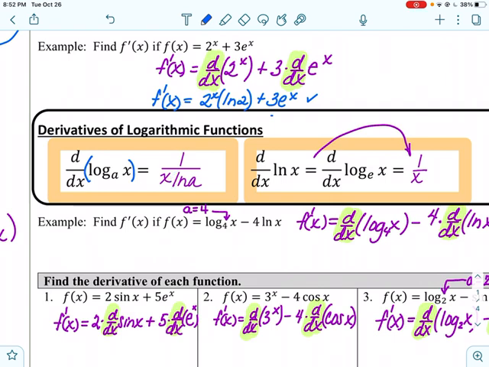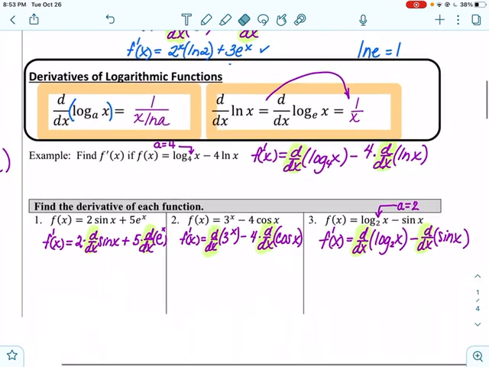Then the derivative of ln of x is equal to the derivative with respect to x of log base e of x. I'm going to sneak this in here for a second. The base is e, so you can see that I could write it like that. But ln of e is equal to 1. So most of the time we just leave that out and say 1 over x is the derivative of ln of x.